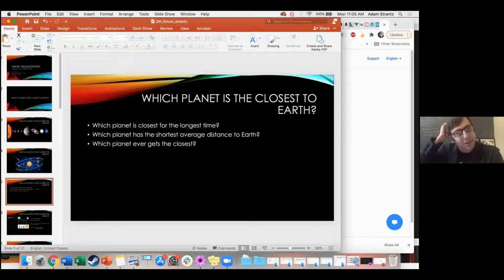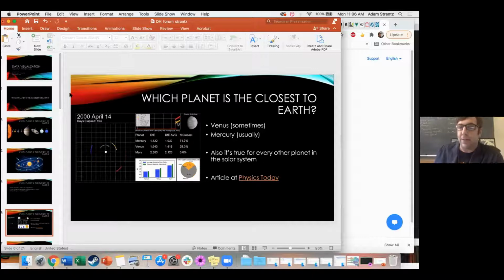Which planet is the closest to Earth doesn't have a simple answer, right? Which planet is the closest for the longest time might be a more precise question, as in which one is usually closest to it. Which planet has the shortest average distance to Earth, as in which planet is, by and large, usually the closest to Earth? And then we might think too, which planet ever gets the closest, although they're not always the closest, right? So luckily some guys figured this stuff out.